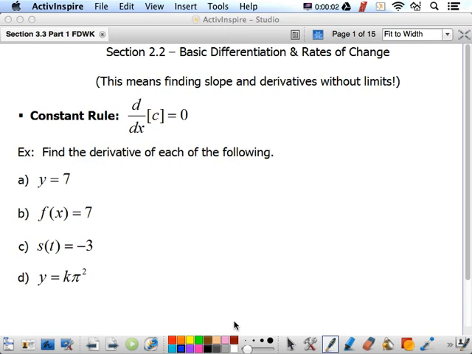Now that we know how to find the derivative using the formal definition, also known as the limit process, we're going to start talking about ways to find derivatives without limits. So the first thing we need to talk about is the constant rule. The constant rule states that the derivative with respect to x of any constant always equals 0.